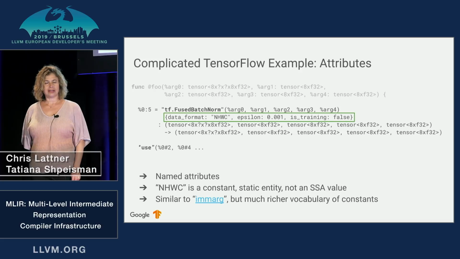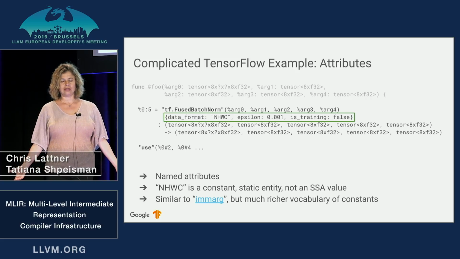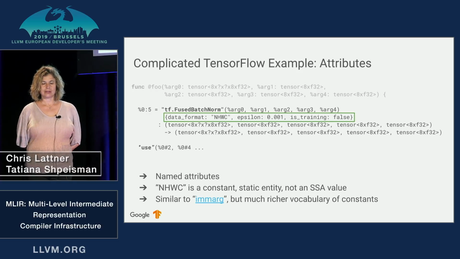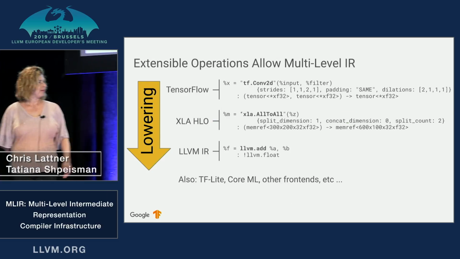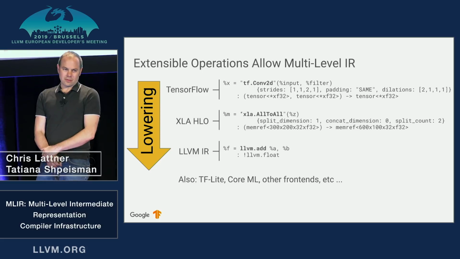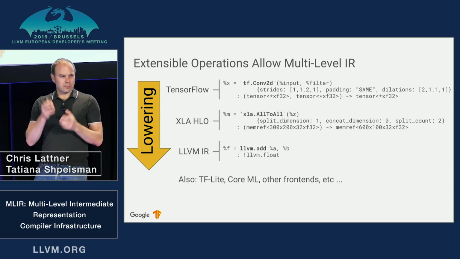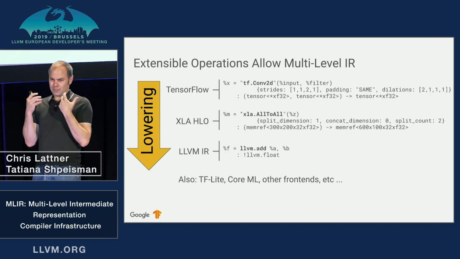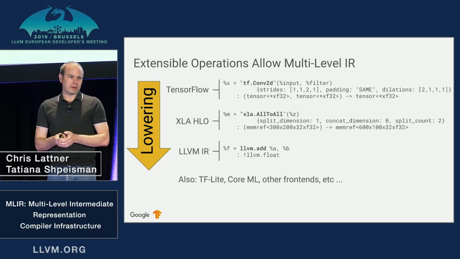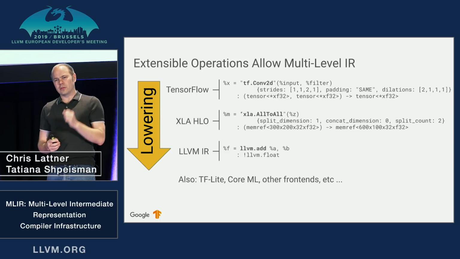We have attributes. These are immutable properties, which come very handy in machine learning programs, which is similar to LLVM IR args, but have much richer type semantics. So the point of all this is that when you say that instructions can be anything, what it gives you is this multi-level design point. And so we can represent different levels of abstraction and do lowering within one IR and one infrastructure.